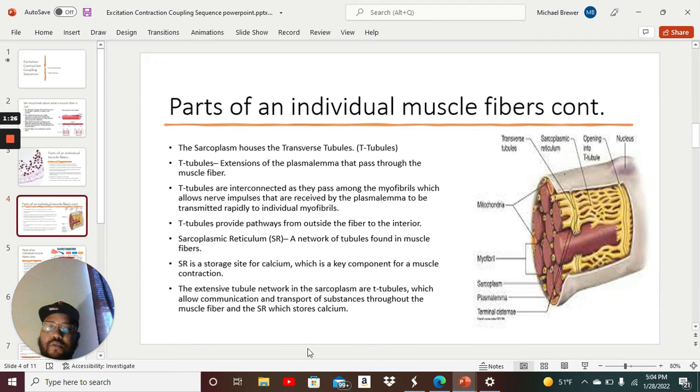The extensive tubular network in the sarcoplasm are the T-tubules, which allow communication and transportation of substances throughout the muscle fiber, and the SR, which stores calcium.